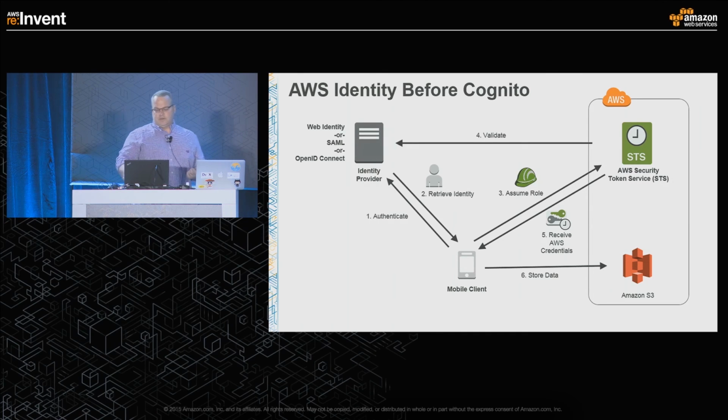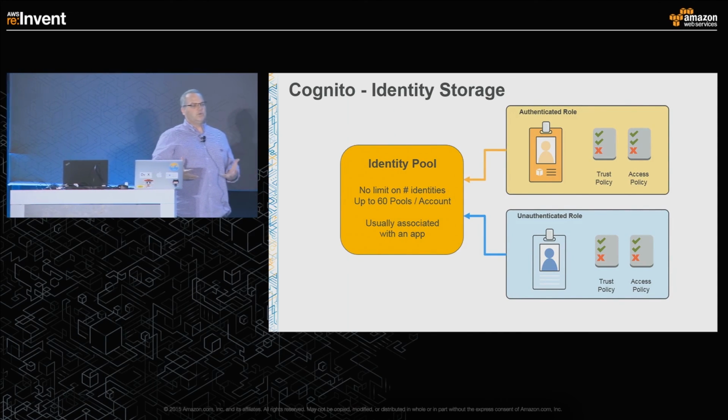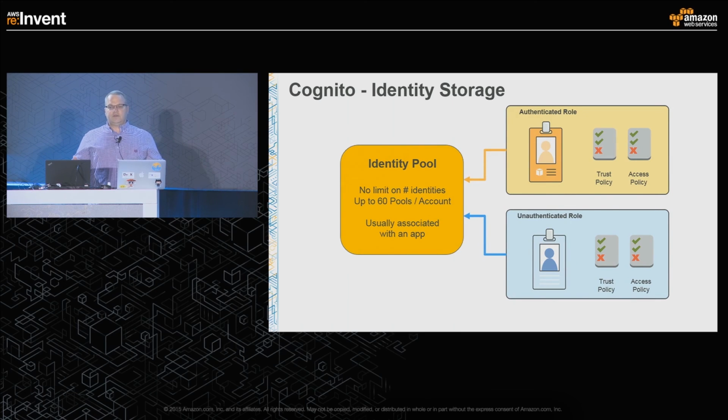So the first thing we did is create something called an identity pool. Now, an identity pool is a logical boundary around a set of identities. Okay? You can have 60 pools per account. Usually you associate an identity pool with a mobile app, but there's nothing wrong with associating many apps with a single identity pool. And there's an unlimited number of identities inside that pool.